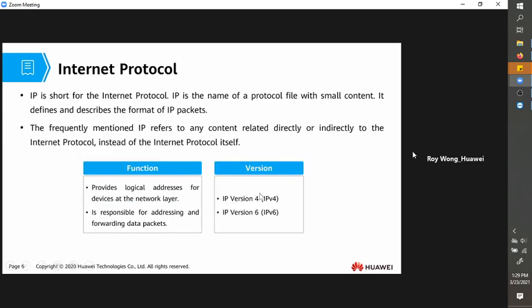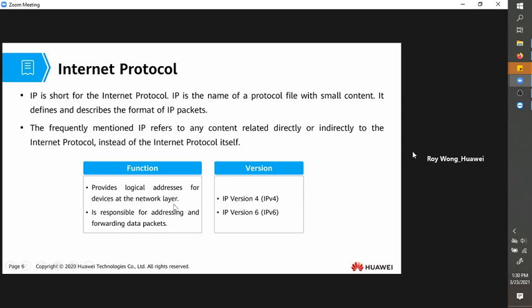Okay, the IP. Okay, IP is short for the Internet Protocol. IP is the name of the protocol file with small content. It defines and describes the format of the IP packet. The frequently mentioned IP refers to any content related directly or indirectly to the Internet Protocol instead of the Internet Protocol itself. So function: provide logical address for devices at the network layer.